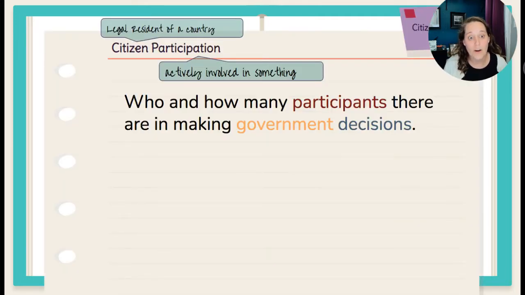The first thing you need to know is what the definition of citizen participation is. Citizen participation is talking about the who and how many participants are making government decisions. So how many people get to participate in making the decisions of government? That's what citizen participation is. And there are different levels going from just one person to everybody, and lots in between. But we're going to talk about 3 main levels of citizen participation.